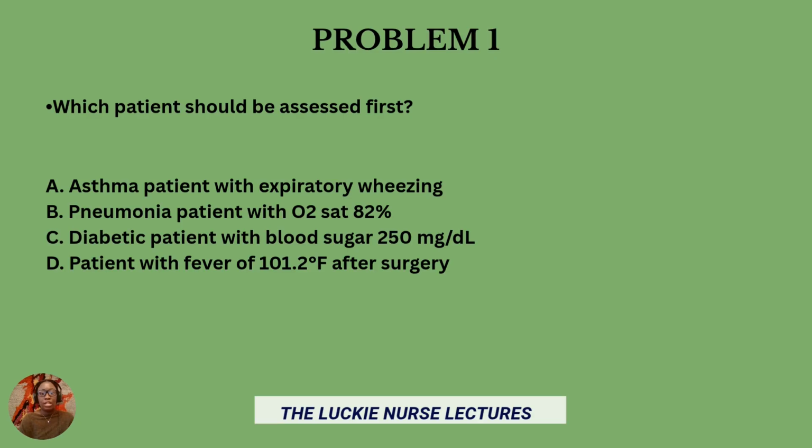So moving on to C, a diabetic patient with a blood sugar of 250. Yes, their glucose is elevated, but it's not immediately life-threatening. They're diabetic, so it isn't abnormal that their blood sugar is elevated. They may just need some insulin. This is not a priority compared to the first two options.